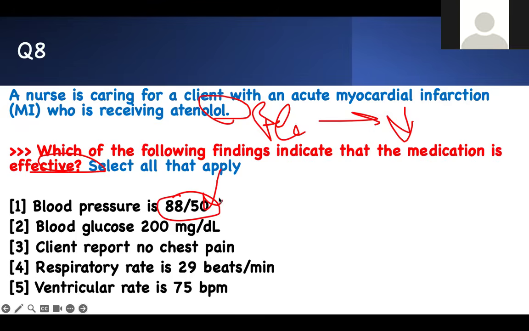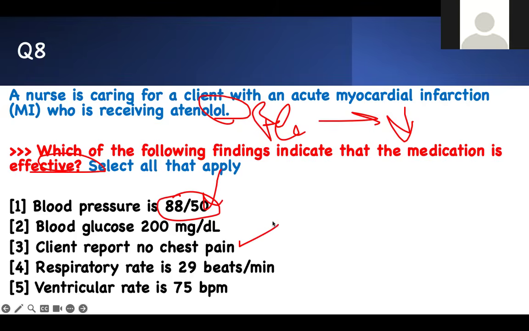It basically causes you not to be able to feel hypoglycemia in a diabetic patient. Going up, it has nothing to do with it. Client reports no chest pain, because it decreases oxygen demand for the heart. Therefore, that is good. It has done its job.